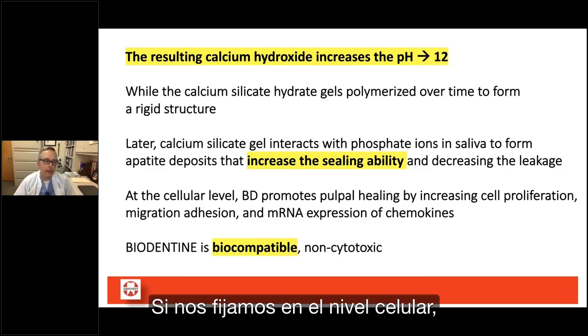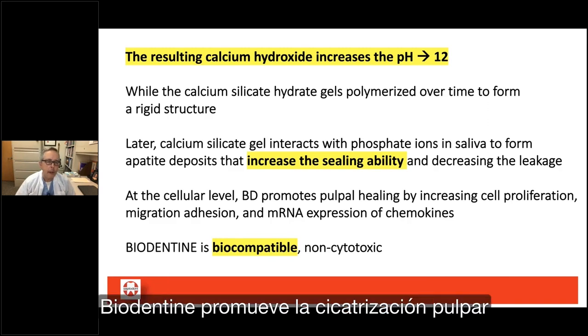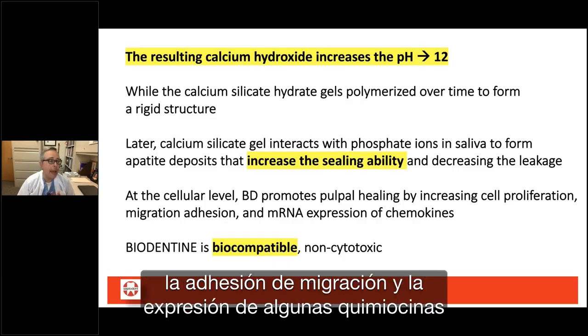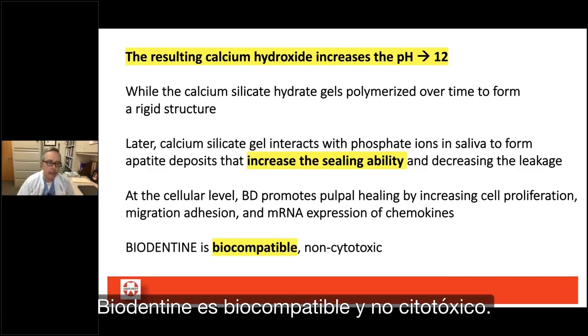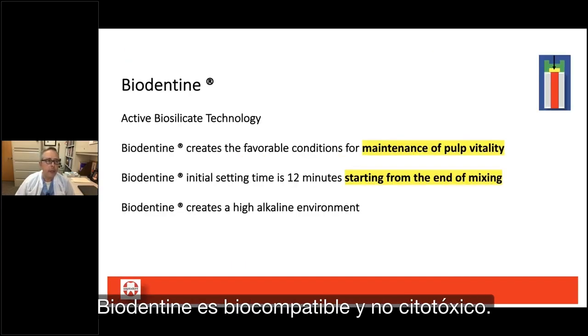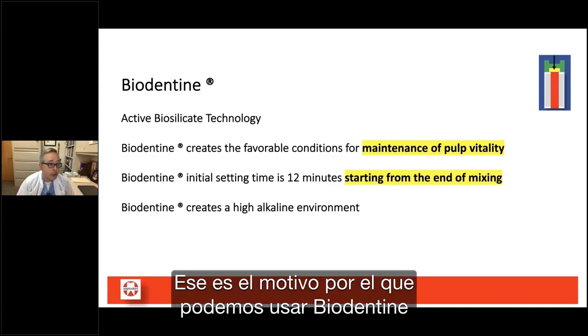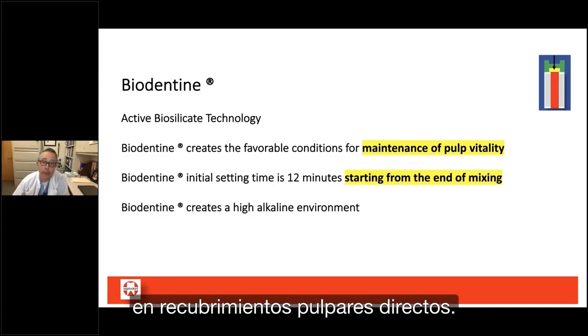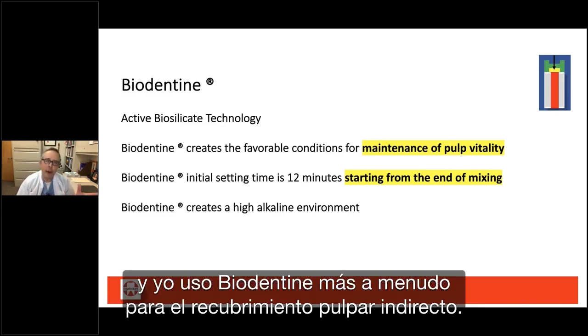If we look at the cellular level, as if I had a microscope to look at the cells, when the cells are in contact with Biodentine, Biodentine promotes pulpal healing by increasing cell proliferation, migration, adhesion, and the expression of some chemokines related to the process of fibroblast proliferation. You can tell now that clearly Biodentine is biocompatible and non-cytotoxic. So Biodentine creates favorable conditions to keep the pulp vital. That's the reason we can use Biodentine in direct pulp capping. We don't do that very often, but we can, and I use Biodentine more often for indirect pulp capping.